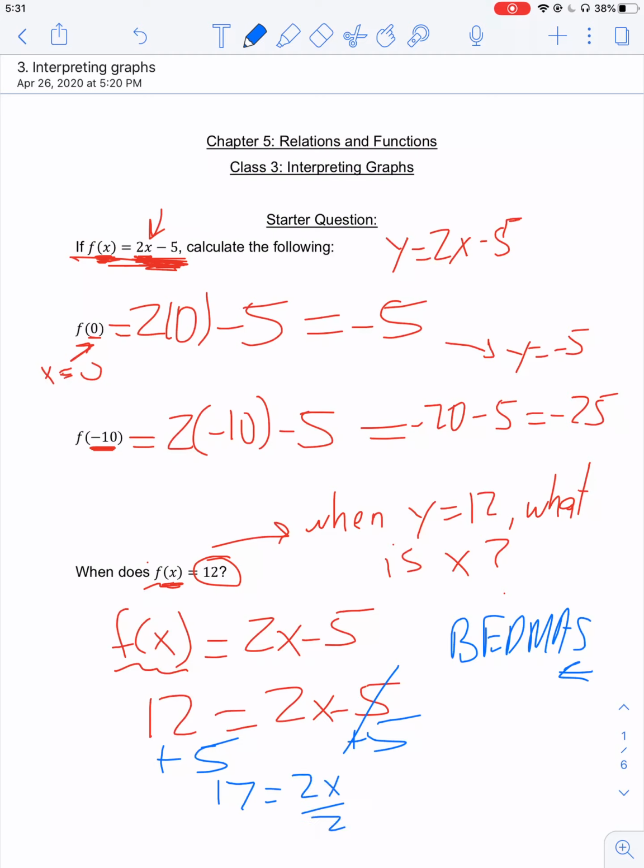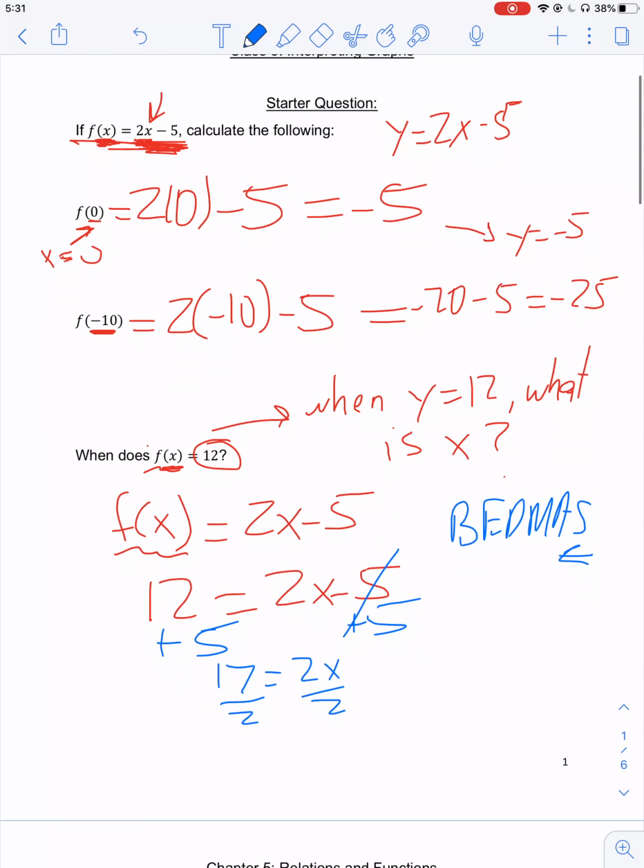So then you divide by 2, right? Do the opposite, divide by 2. So that means that x is equal to 8.5. Okay, so 8 times 2 is 16 and then a half.